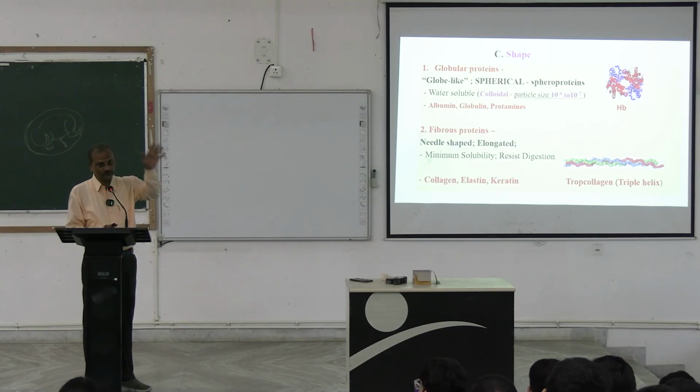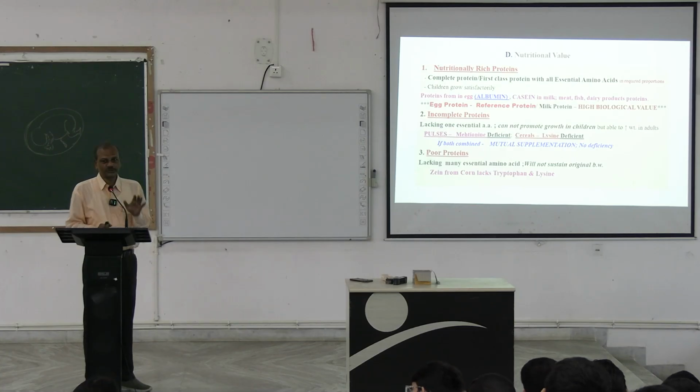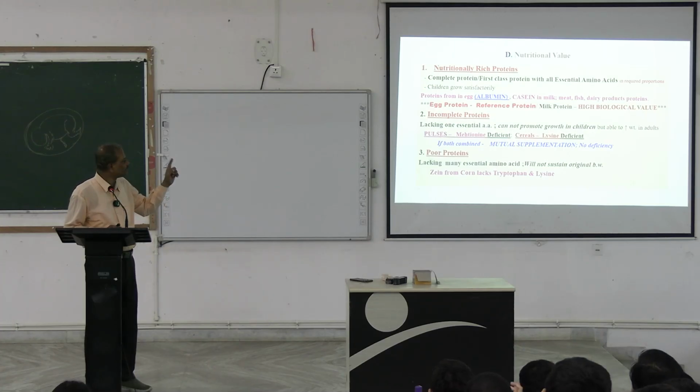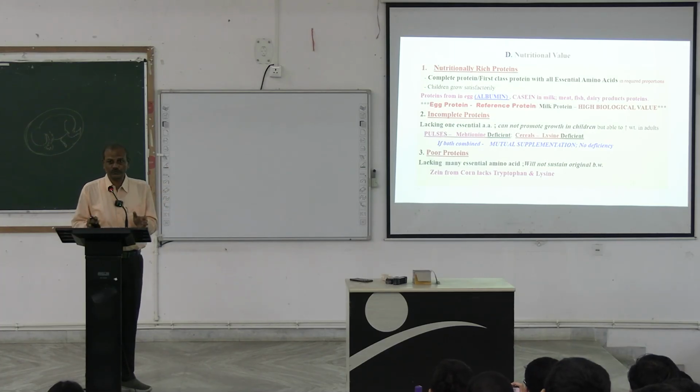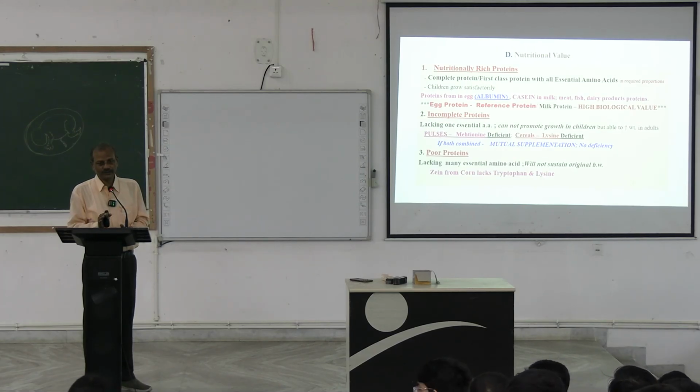Now look at the classification by nutritional value: nutritionally rich proteins, incomplete proteins and poor proteins. Nutritionally rich proteins are those which provide all kinds of essential amino acids. Egg is a reference protein. Milk is another one, and meat.